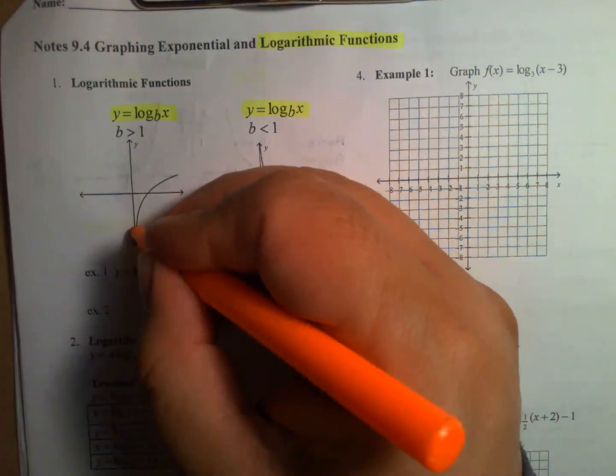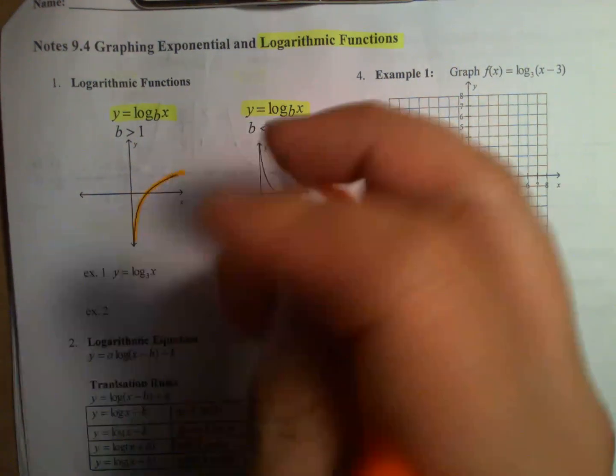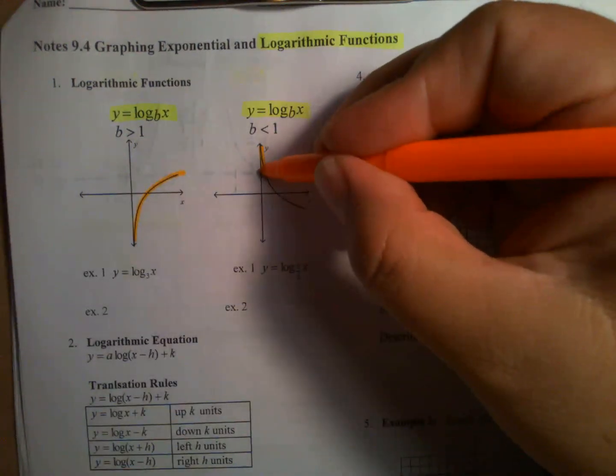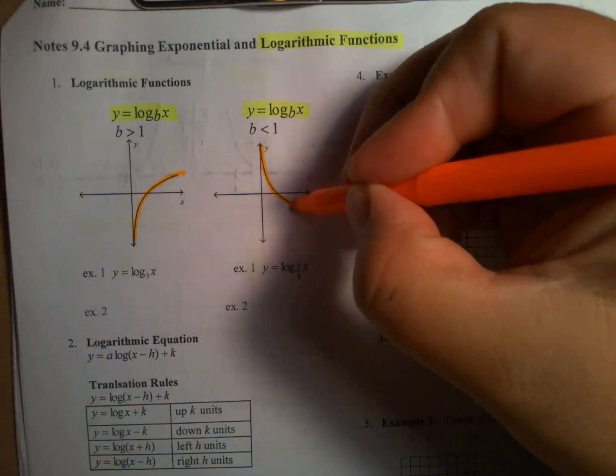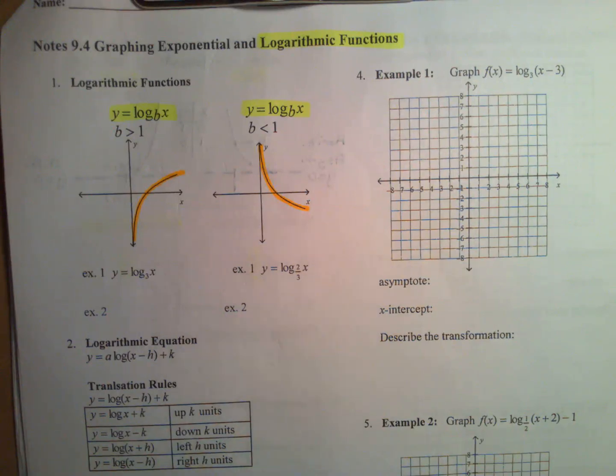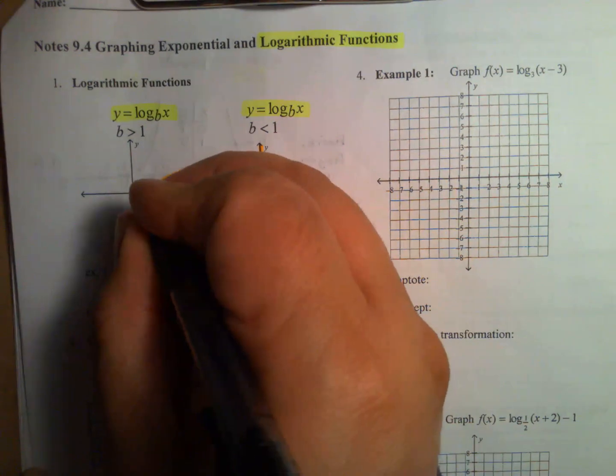Notice how the graph is heading up and it does get bigger very slowly, but it does continue to go up. Or it heads down, and notice it continues to drop, but at a very slow rate. Now, this is very different than the exponential function. In fact, check out the point that it's going to go through.